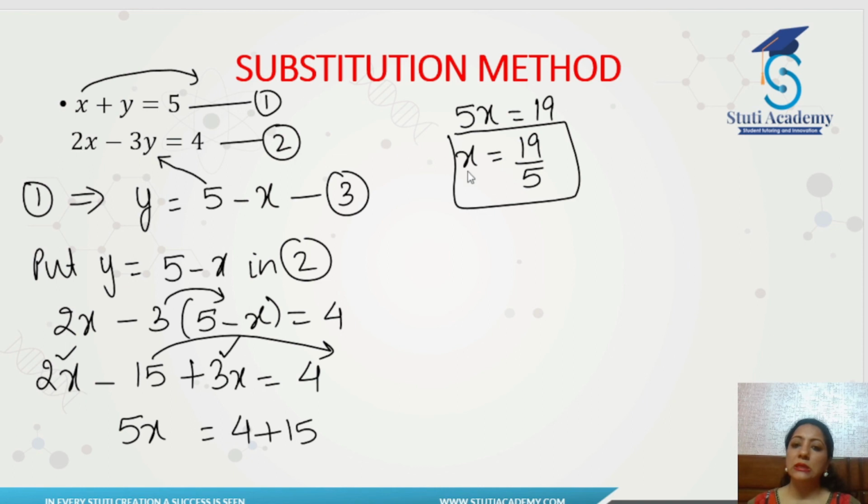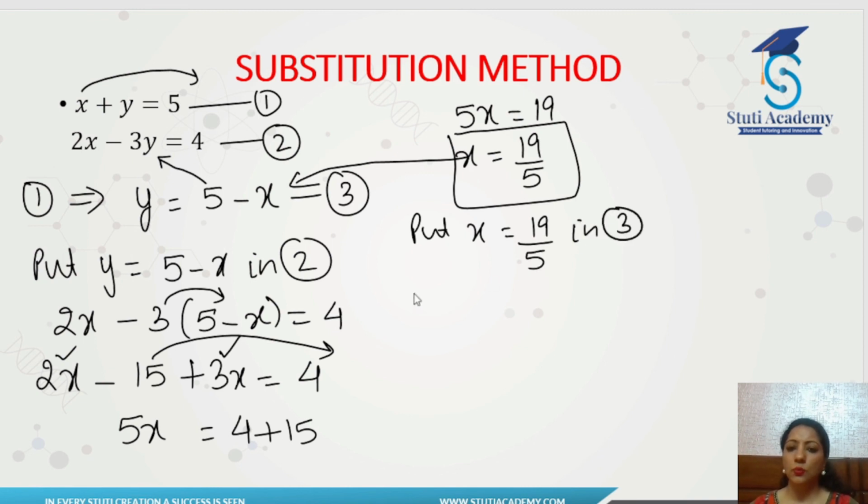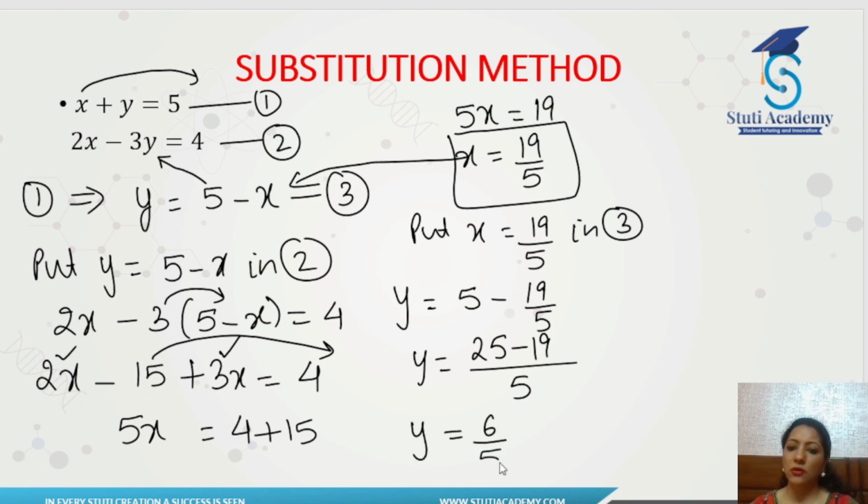Now once we get this x as 19 upon 5, we are going to pick up this value and we'll put it in any of the equations. Equation 1, 2 or 3, that's our choice. We'll put it in any one of the equations and then we will solve for the corresponding value of y. So I'm going to pick it up and I'm going to put it here in the third equation. So put x is equal to 19 upon 5 in the third equation. We'll get y is equal to 5 minus 19 upon 5. We'll take the LCM. We'll get here 5 here and 25 minus 19 here. So finally we have y as 6 upon 5.